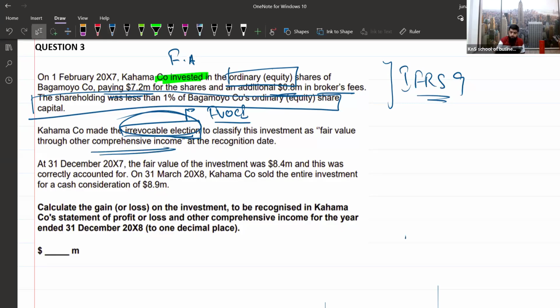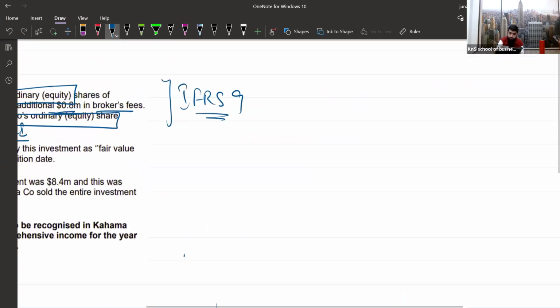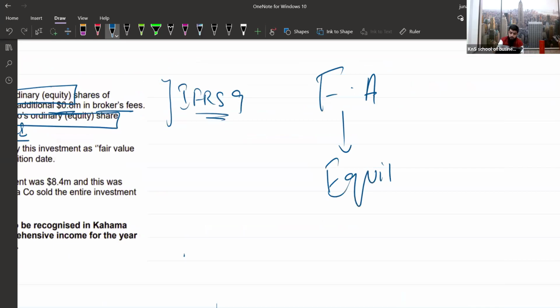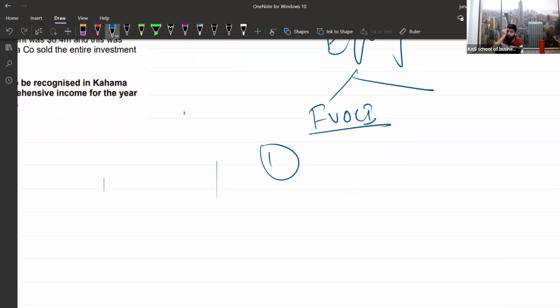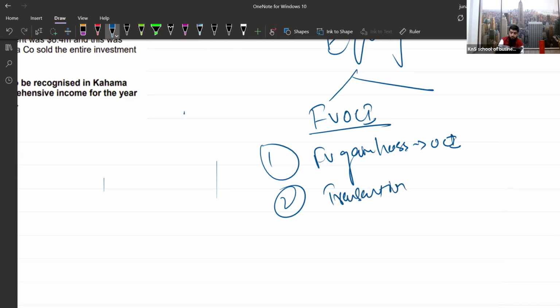One thing we need to remember: if the question is related to a financial asset and the investment is made in equity, there are two options, fair value through P&L and OCI. But if you are recognizing the investment using fair value through OCI, there are two things you need to memorize. Number one, any fair value gain or loss will be recognized in OCI. Second, the transaction cost shall be capitalized.